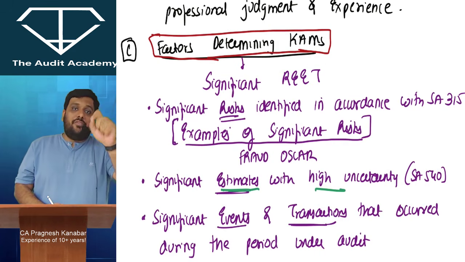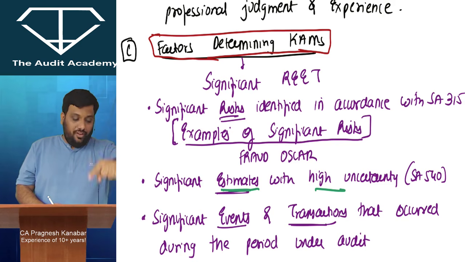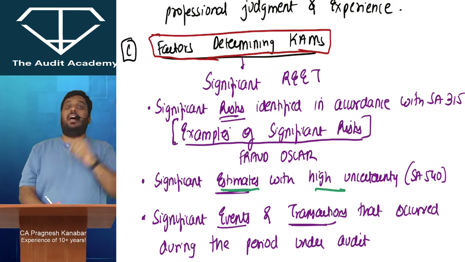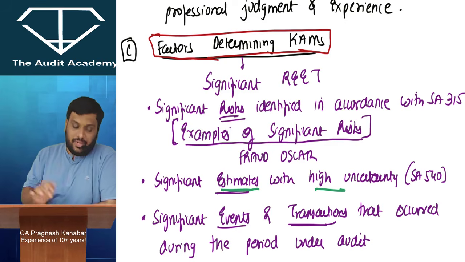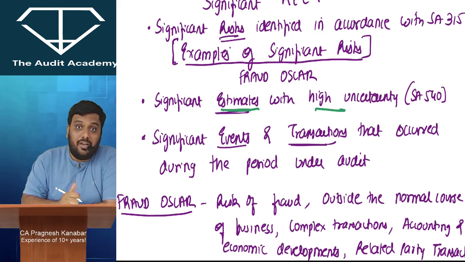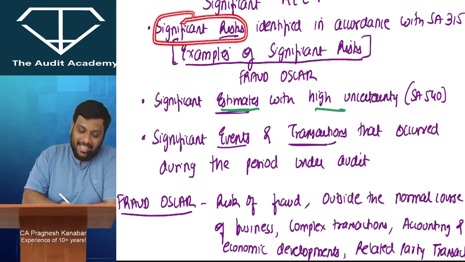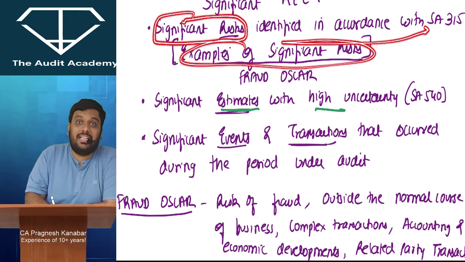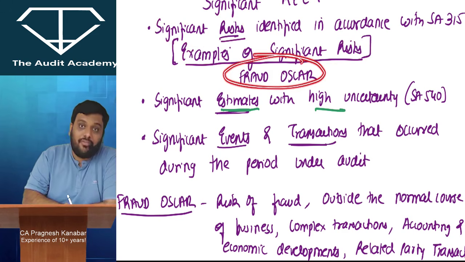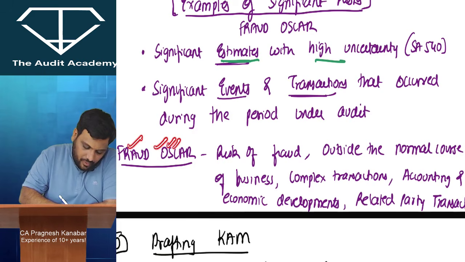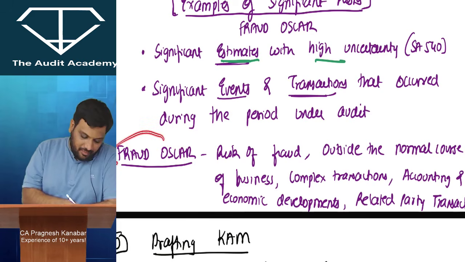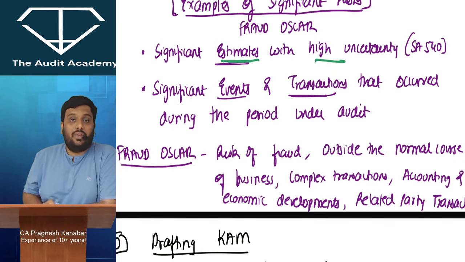Significant R for risks. If the question says that the auditor has concluded that this is a significant risk area, then obviously it is a key audit matter. But what if the question is silent? How to decide which risk is a significant risk? Don't worry. Examples of significant risk have been given in SA 315. From that standard, the examples are FOSCAR, total 1, 2, 3, 4, 5, 6. I will come to those examples. But one thing is clear now: if a question involves any of these 6 examples, then obviously it can be a key audit matter.